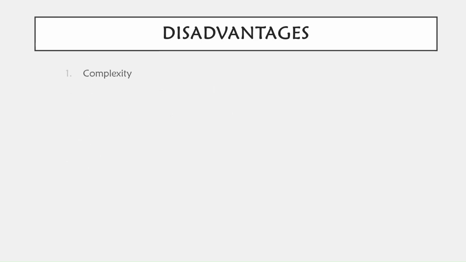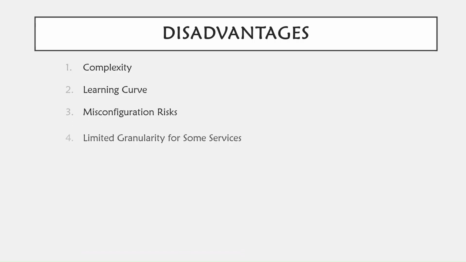So let's understand the disadvantages. First, we have complexity. For large organizations with many users, groups, and roles, IAM policies and permission structures can become complex and hard to manage effectively. Then the learning curve. Understanding IAM best practices, policies, and the differences between roles, users, and groups can take time for new users. Then misconfiguration risk. Misconfiguring IAM policies can lead to security vulnerabilities, such as granting overly permissive access to sensitive resources.